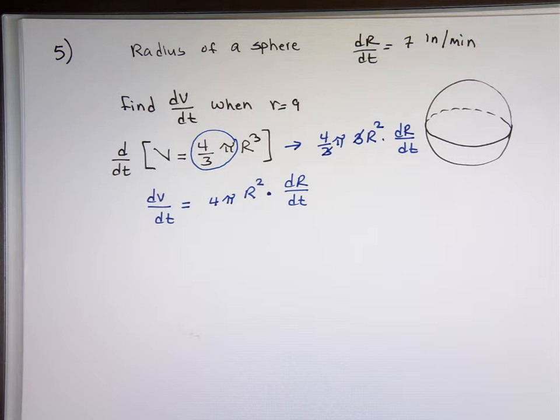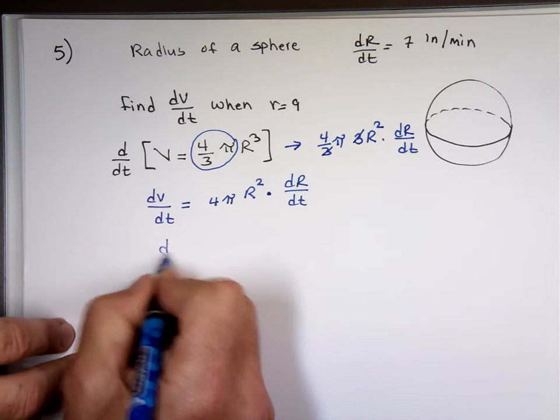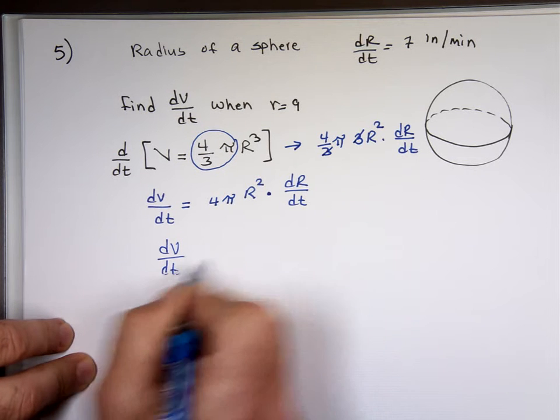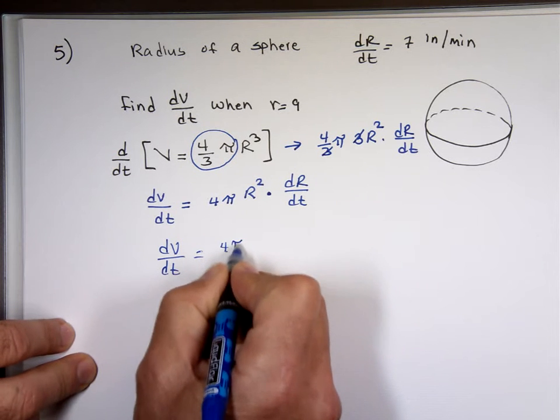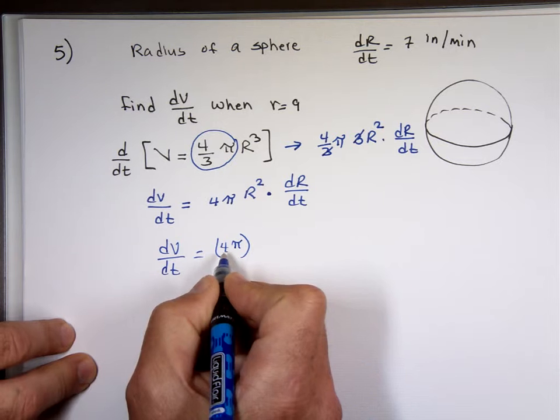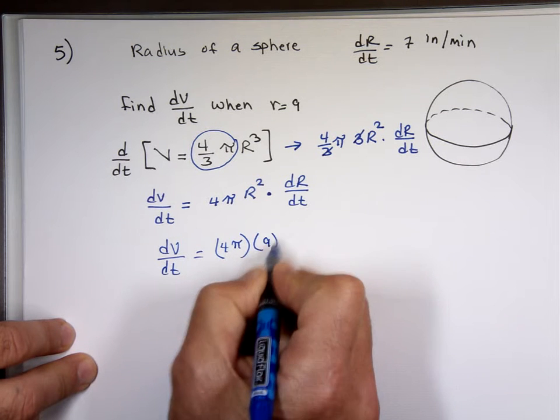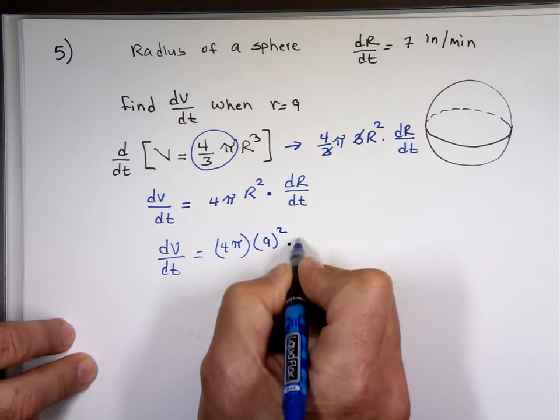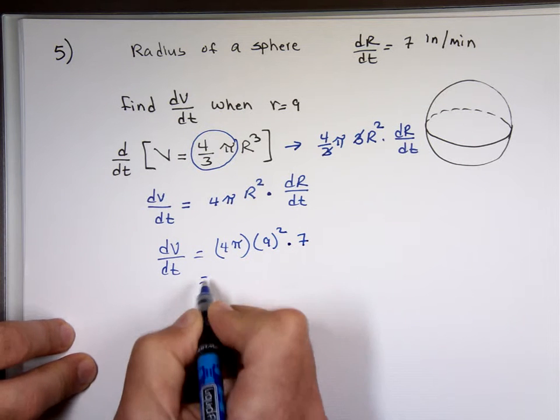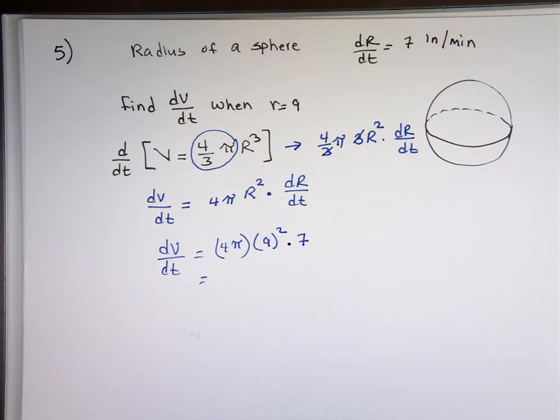And now plug in the values. It's 4 pi. R is what? 9. 9 squared. And dr/dt is what? 7. I forgot a calculator here.